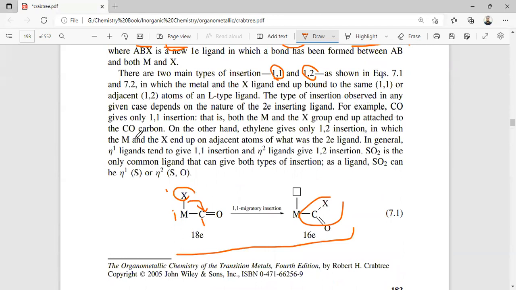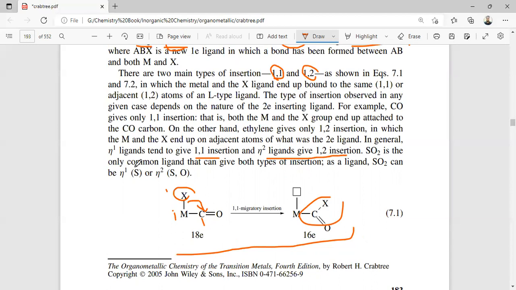So for example, CO gives only 1,1 insertion, that is, both M and X groups end up attached to the CO carbon. So this is the example of 1,1 insertion. On the other hand, ethylene gives only 1,2 insertion, in which the M and X end up on adjacent atoms. So in general, eta-1 ligands give 1,1 insertion and eta-2 ligands give 1,2 insertion.